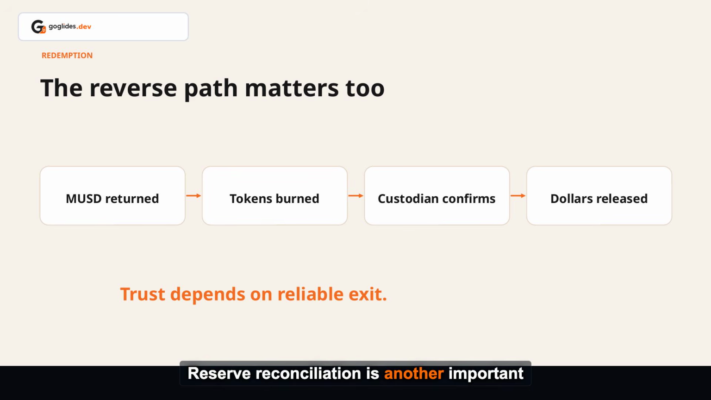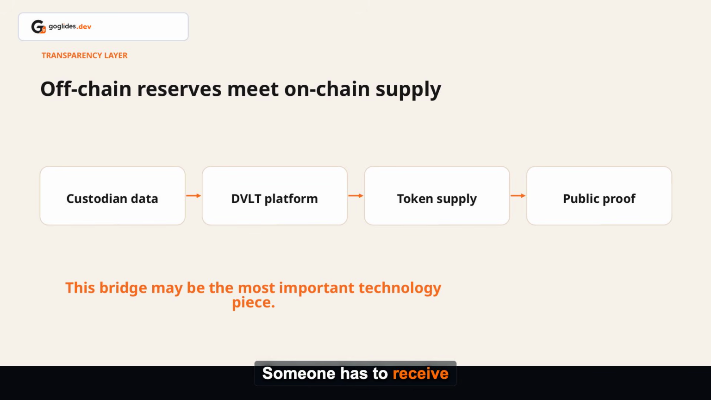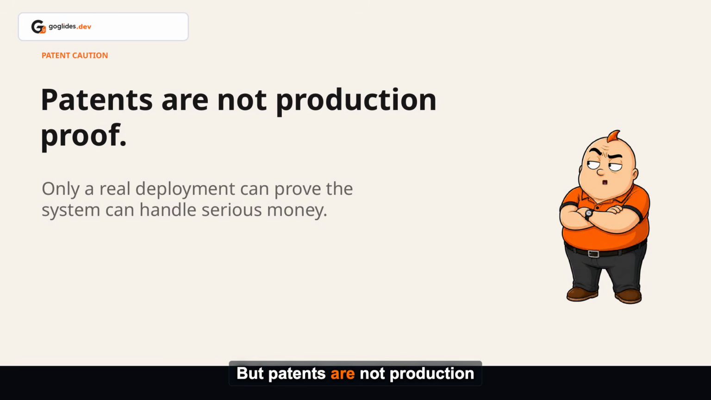Reserve reconciliation is another important part. The blockchain can show how many MUSD tokens exist. It cannot independently look inside a bank account. Someone has to receive information from the custodian, compare it with the token supply, and publish evidence that the reserves match. Datavault's intellectual property around tokenized minting, authentication, and verified data may be relevant here, but patents are not production proof. A patent protects a method. It does not prove the system can safely process billions of dollars. Only a real deployment can prove that.